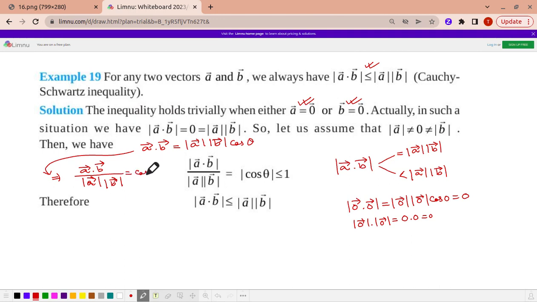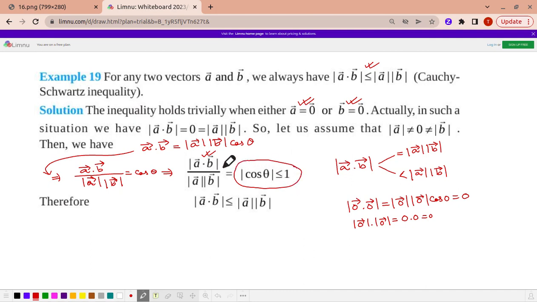cos theta. Now we are taking a mod of both the sides, so A dot B becomes mod of A dot B, and mod A into mod B will be the same thing, mod A into mod B, because mod of mod x equals mod x only. So that is equal to mod of cos theta, and if you recall, dear students, the value of cos theta is always between -1 and +1. That means mod of cos theta will definitely be less than or equal to 1.